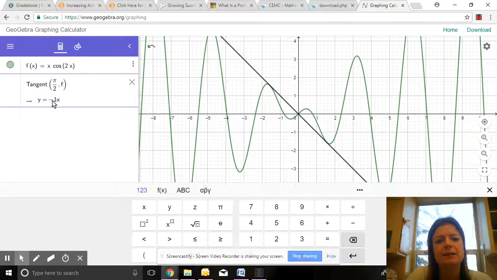Y equals negative. Could I please get student parliament members to come help with pies? That's student parliament members. Thank you.